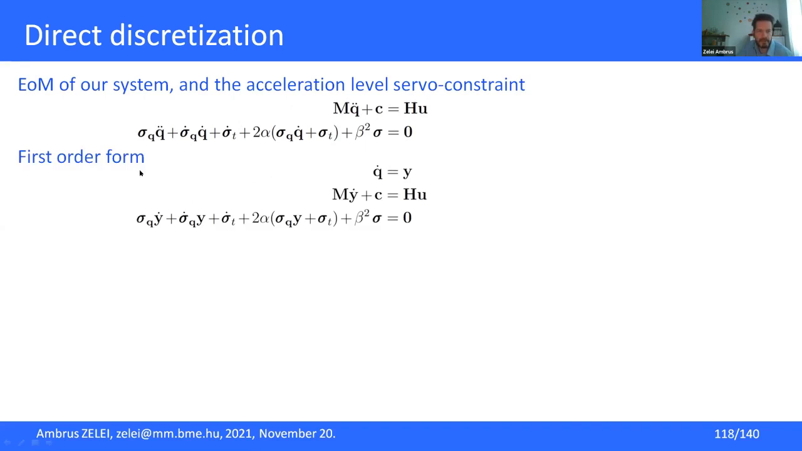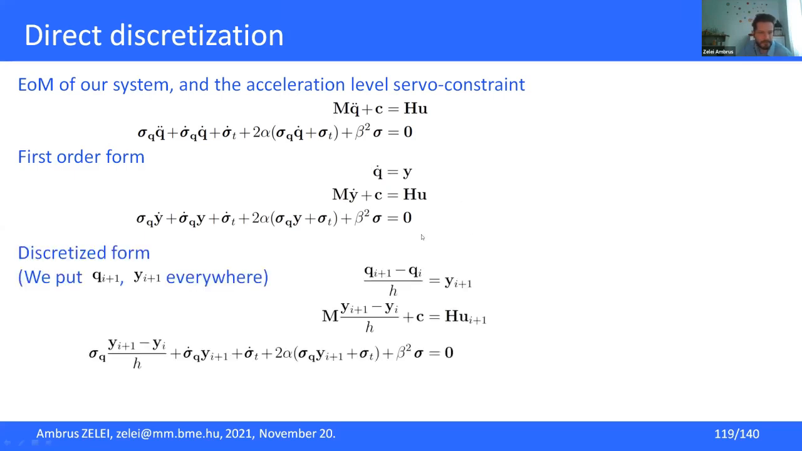The idea is just to make a first order form. So we introduce some new variables: instead of q dot, we use y. And we discretize it with the backward scheme. So instead of q dot, I just say that it's q_{i+1} minus q_i. And instead of y dot, I say the same.